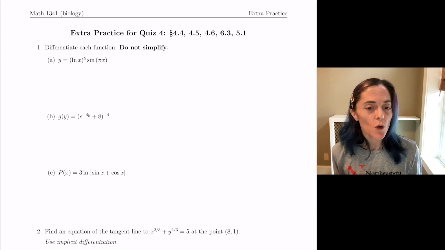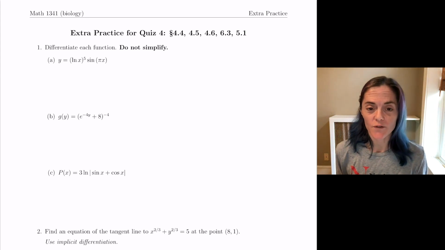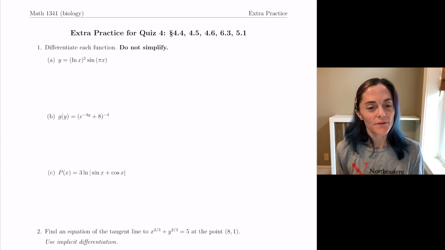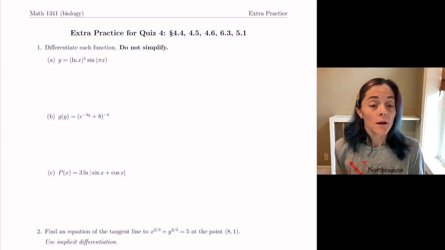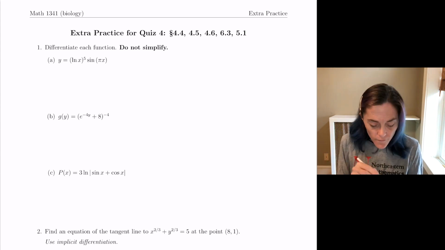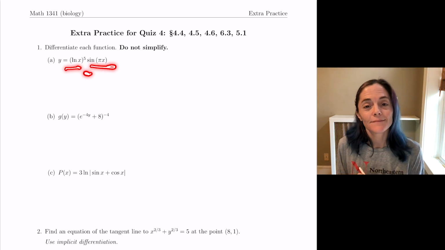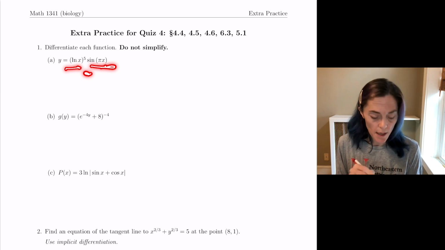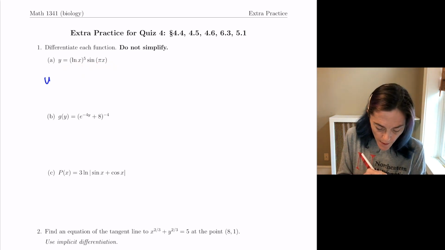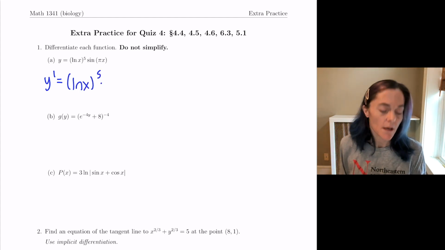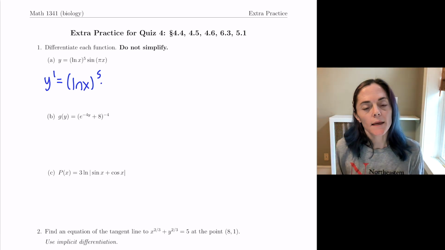So the first question, we want to differentiate each function. Do not simplify. Okay, letter A. Fundamentally, what I see is one function times another function. So we will use the product rule. Y prime, we have first times, well, the derivative of the second.